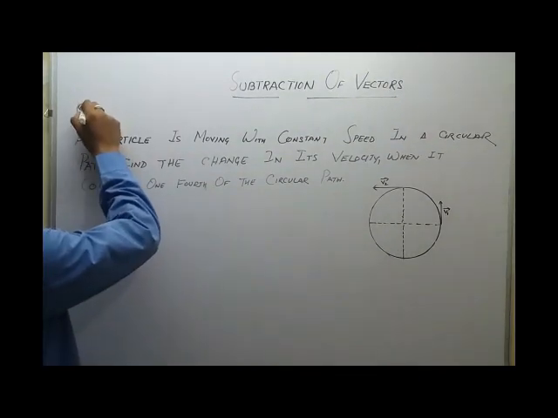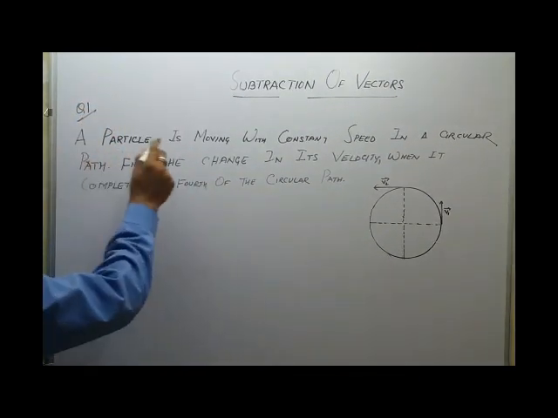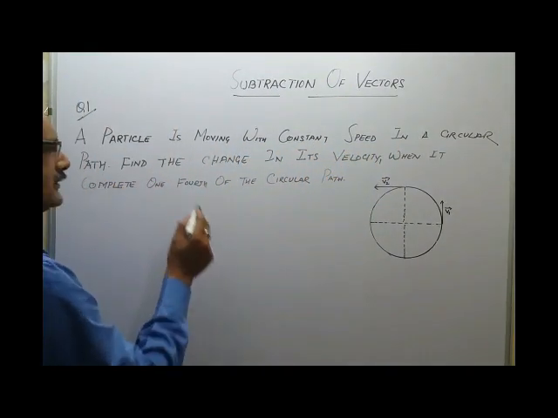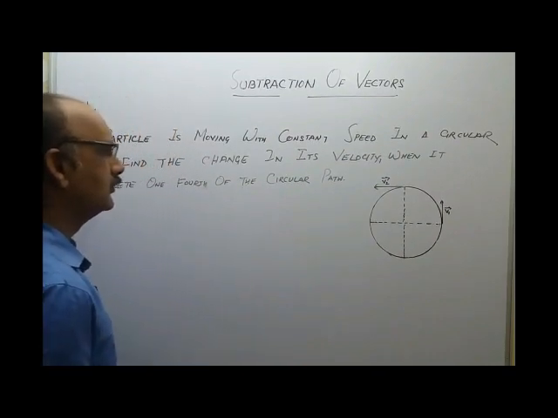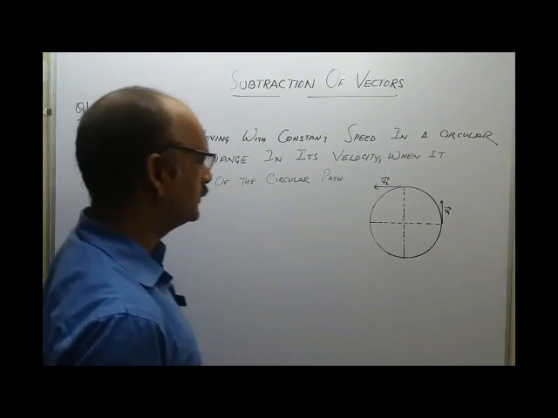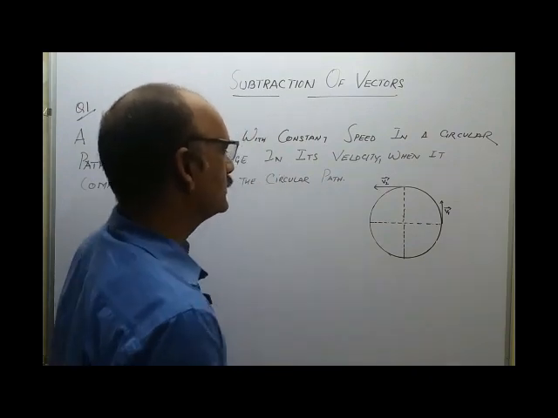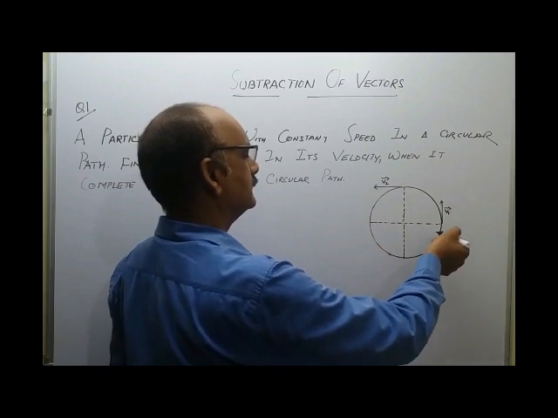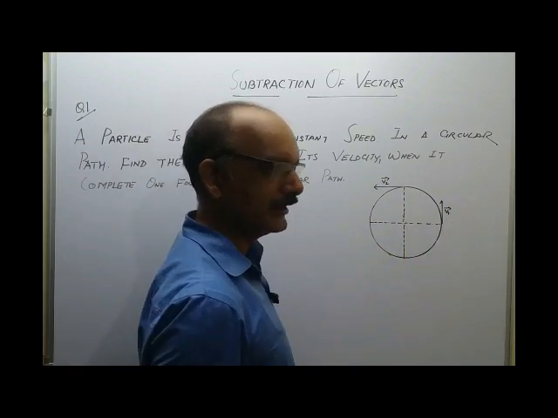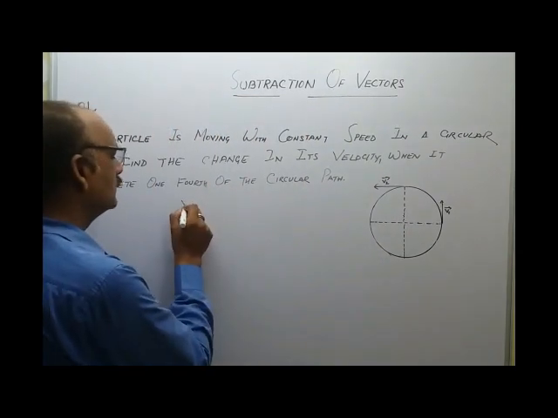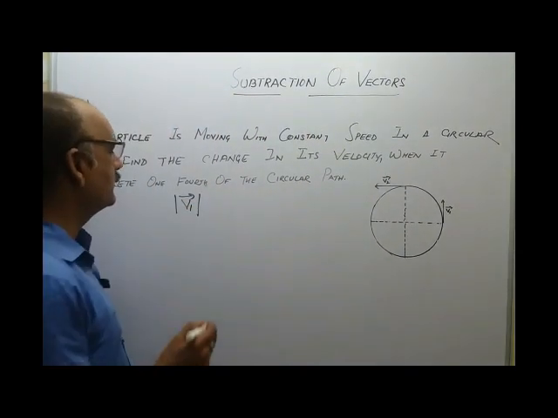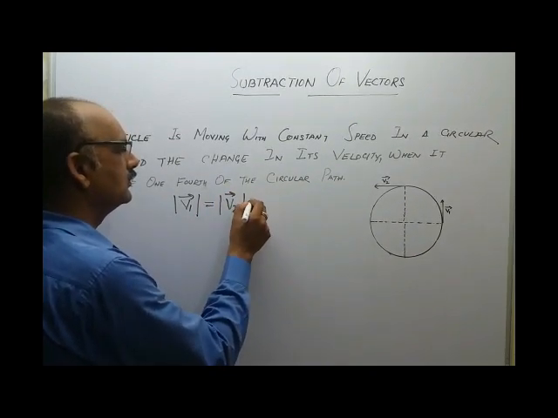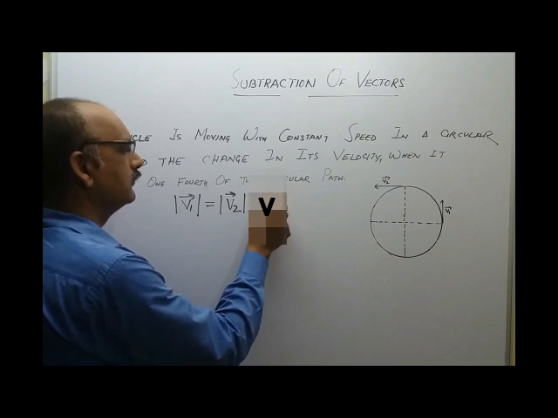This is question number 1. A particle is moving with constant speed in a circular path. Find the change in its velocity when it completes 1/4 of the circular path. In this question, particle is moving with constant speed. Right. Velocity is changing due to change in its direction. Here, magnitude of vector V1 equal to magnitude of vector V2 equal to V.